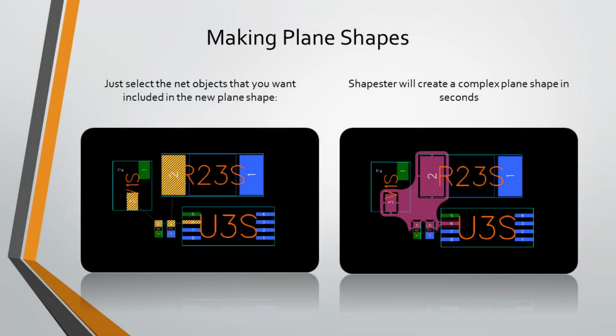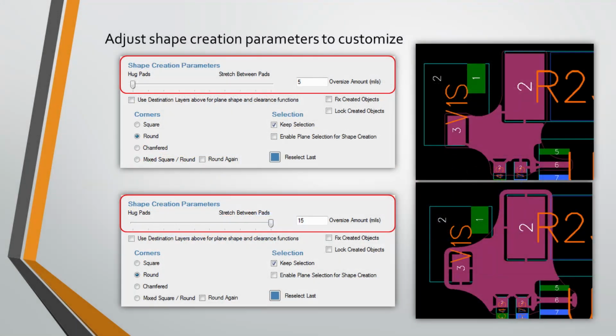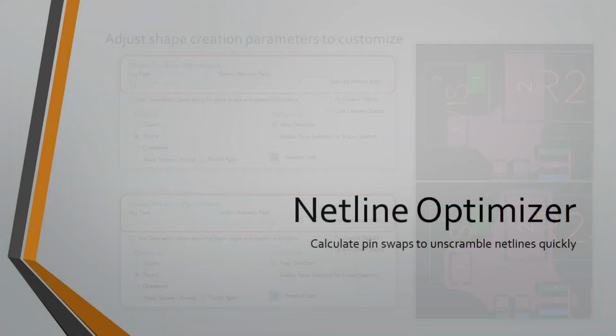Here's an example of a plane shape made from a group of connected pads. If you find yourself drawing a lot of planes and obstructs manually, Shapester will save you a lot of time. Its shape customization parameters make it easy to get the shapes how you want them.